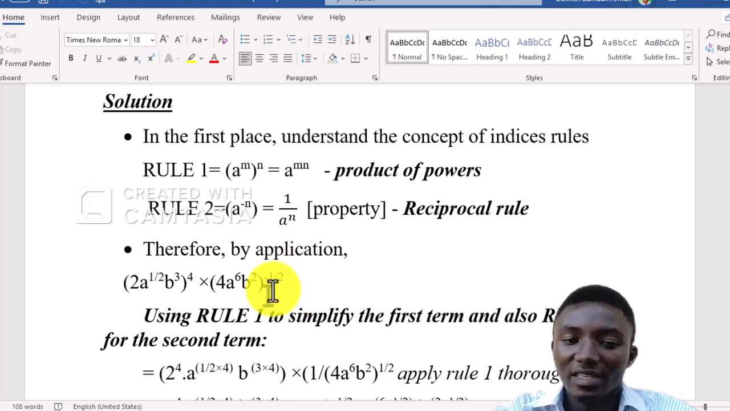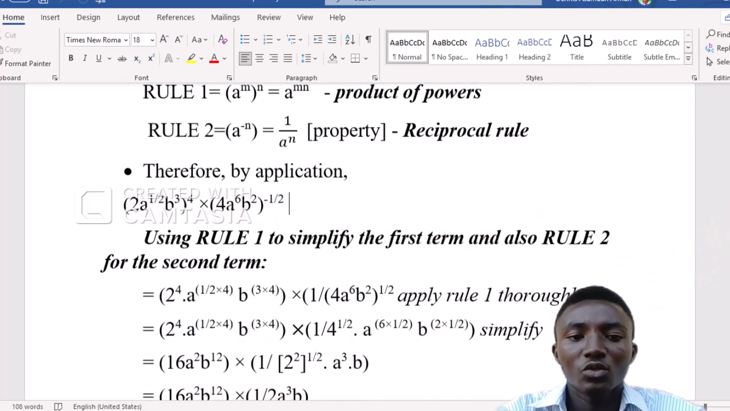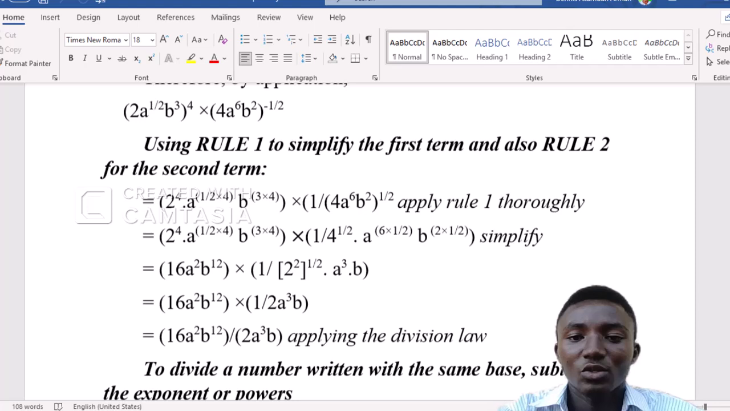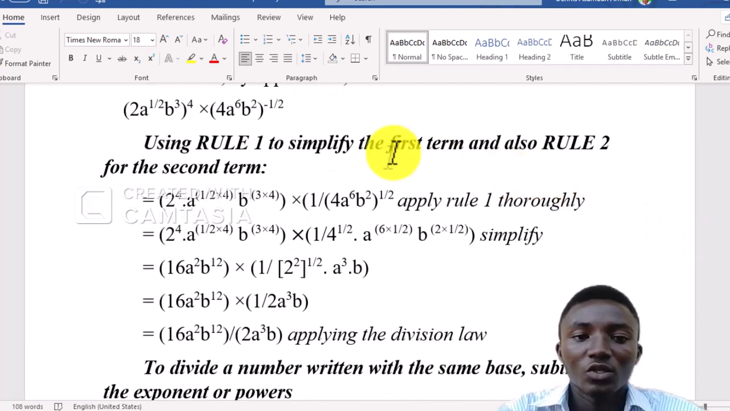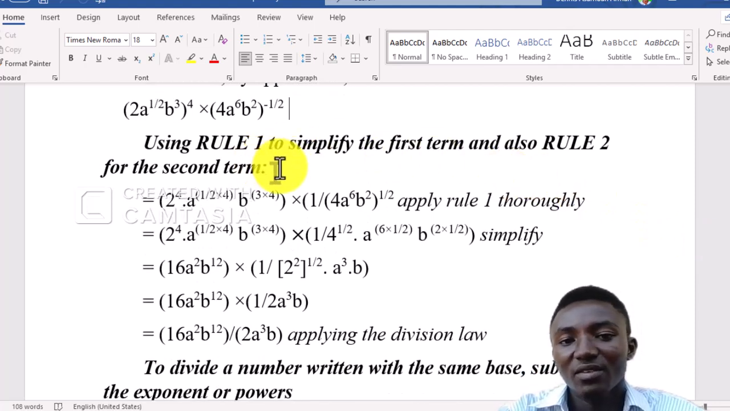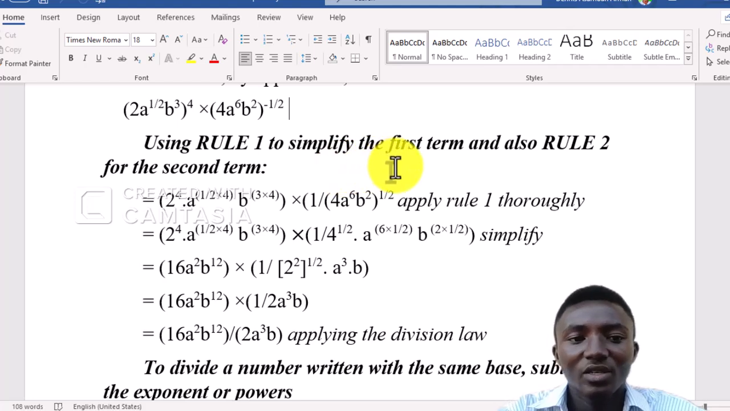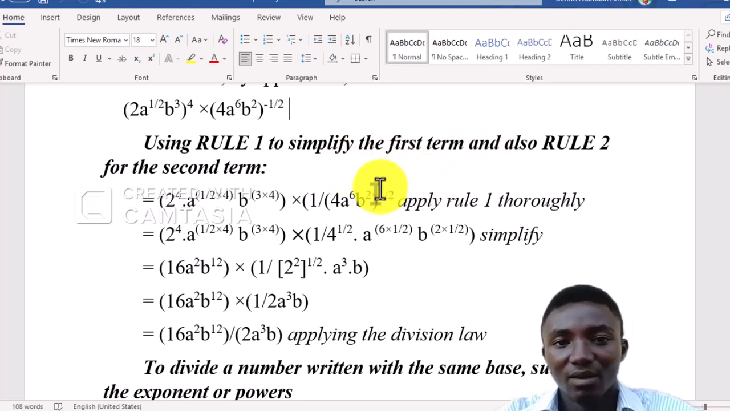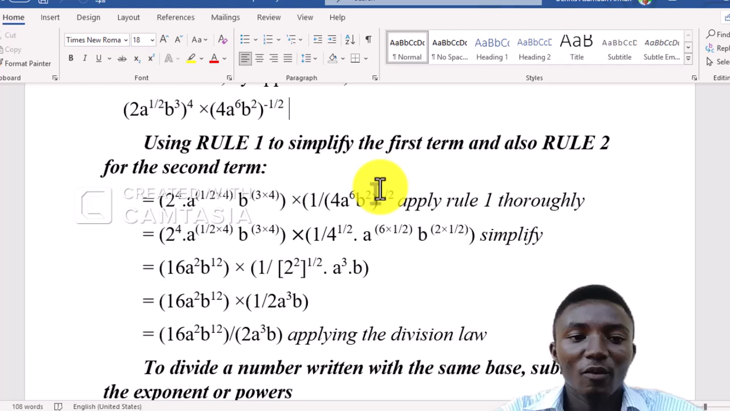So don't forget, this first term is similar to the first rule, and the second term is similar to the second rule. What we are about to do is to use the first rule to simplify the first term and the second rule for the second term respectively.